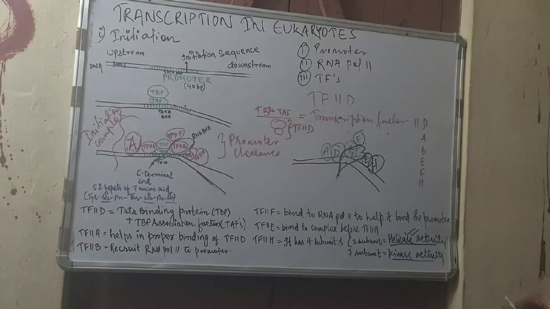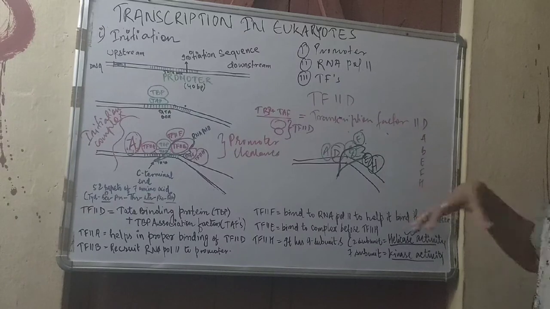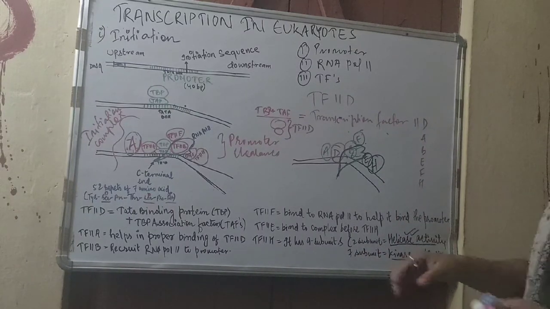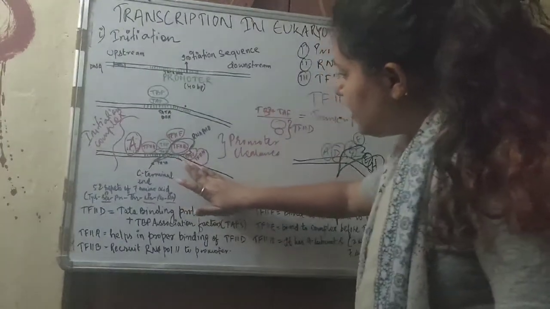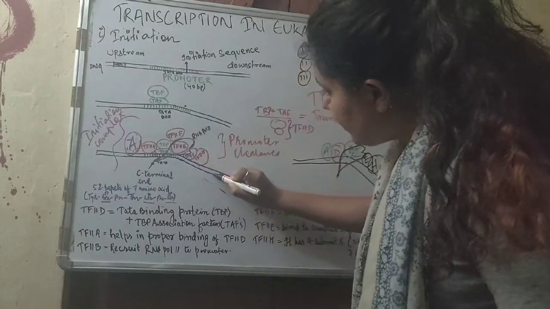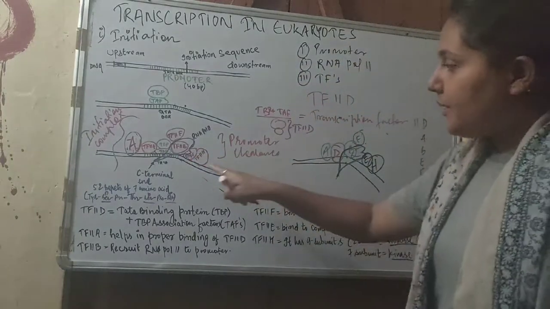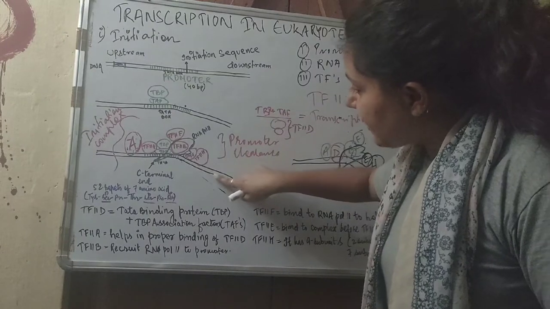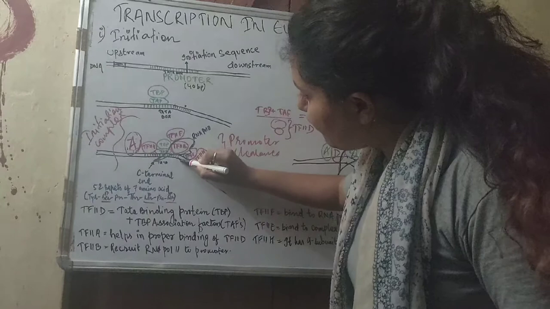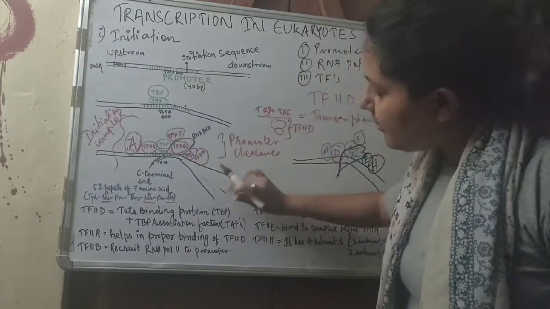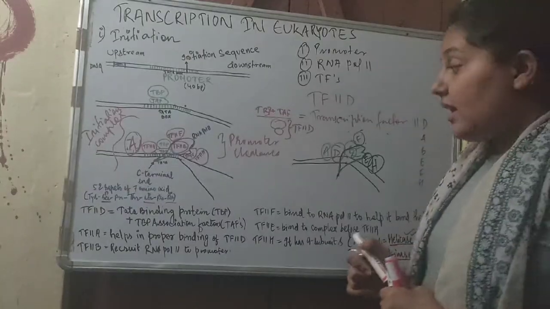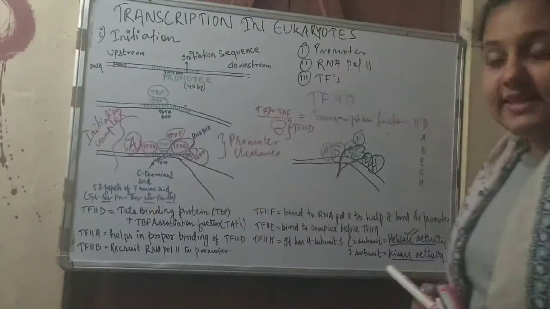See, E is just helping H to do its work. The DNA is double stranded and the strands are near to one another, but as the helicase activity of H is activated, it will unwind the DNA. It will break the bond between the double helix. This is because of helicase activity.